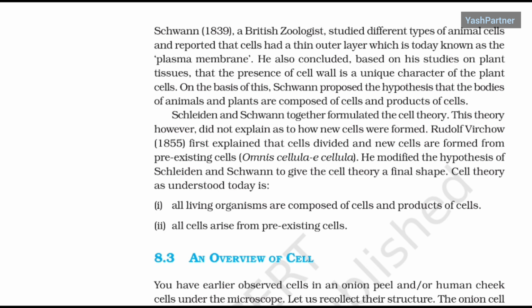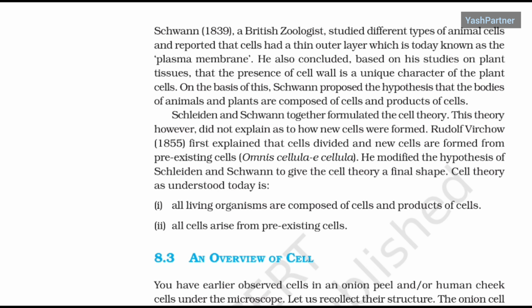He also concluded, based on his studies on plant tissues, that the presence of a cell wall is a unique character of the plant cells. On the basis of this, Schwann proposed the hypothesis that the bodies of animals and plants are composed of cells and products of cells. Schleiden and Schwann together formulated the cell theory. This theory, however, did not explain how new cells were formed.